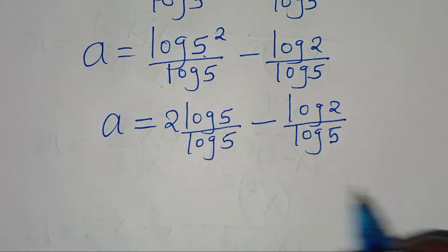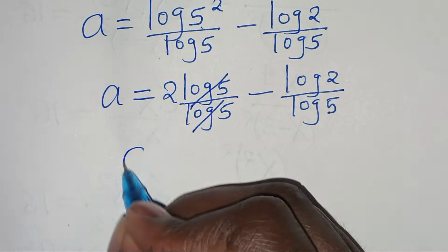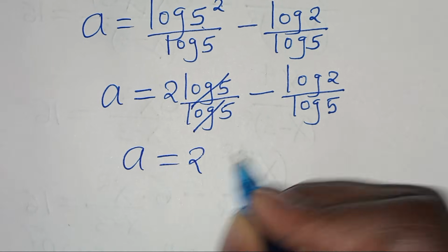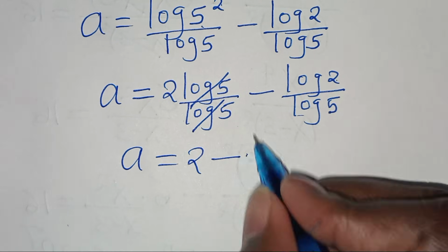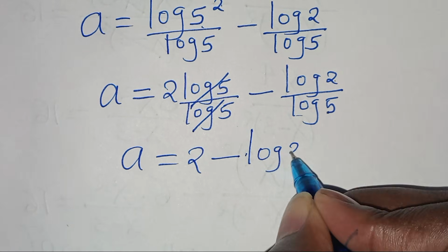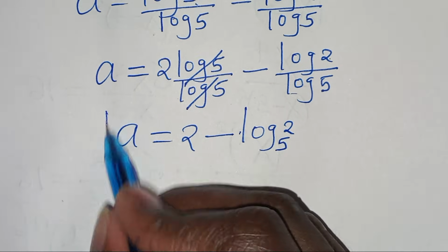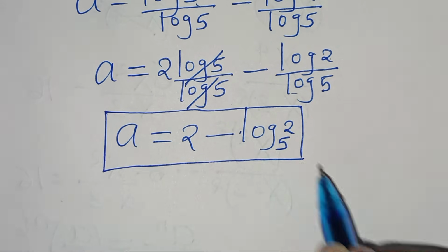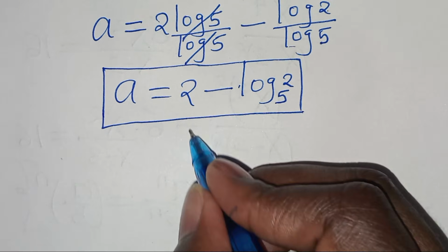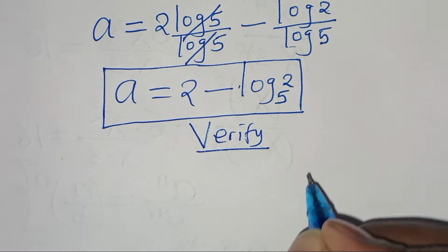So we can simplify log 5 and log 5 here, and this means that a is equal to 2 subtract log 2 divided by log 5, this is the same thing as log 2 to base 5. So this is the value of a. Now the next step from here is to verify. So let's verify that this value of a satisfies the equation.